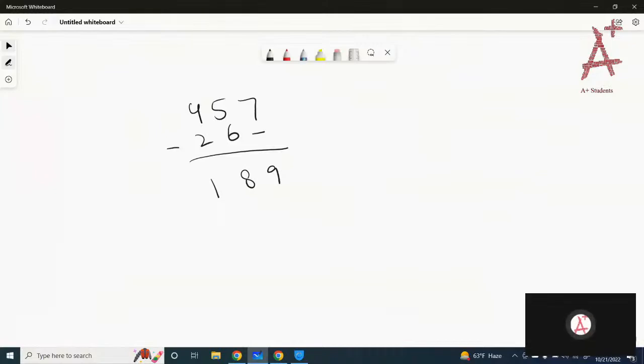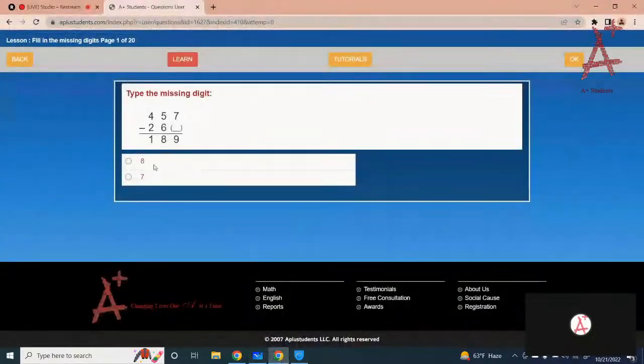Okay, you need to find a number. 7 subtract what number equals 9? 7 is a smaller number. That means you must borrow 1 from here. It would be 17. 17 subtract what number is 9? 17 subtract 8 is 9. Got it? That means the missing number is 8. So just select the correct option and then click on the OK button. 8 is missing. So select the 8 and click on the OK button.